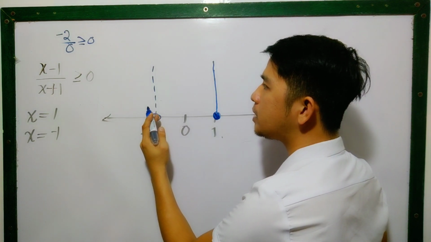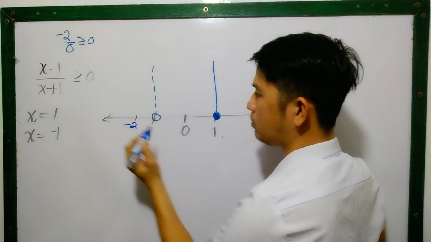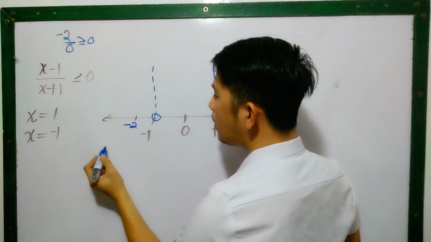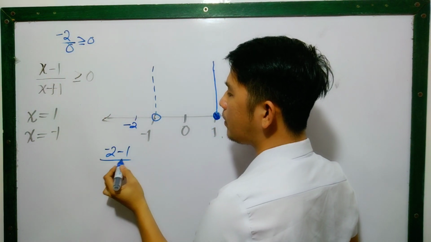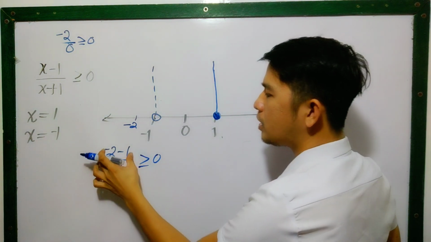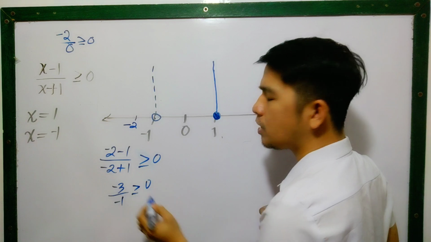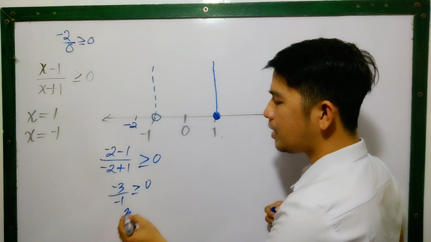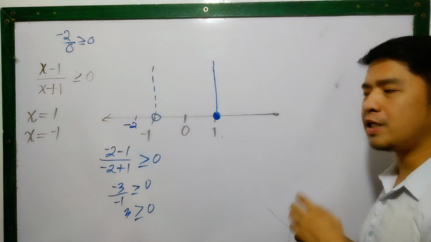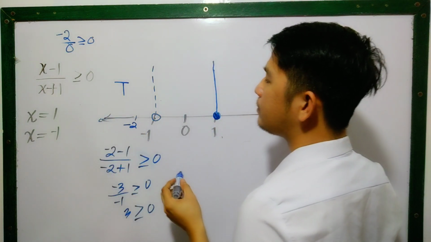O kaya, hanap tayo ng mga points na under dito sa lugar na to, sa region na to. Let's say negative 2. So, check natin kung ito ba ay true or false. When your x is negative 2, magiging negative 2 minus 1 all over negative 2 plus 1. Greater or equal to 0 ba yan? So, this is negative 3 over negative 1. Greater or equal to 0 na ba yan? If you will divide, 3 is greater or equal to 0. So, this is true dahil 3 is greater than 0. So, this is true. Lahat ng number going to the right, true yan.